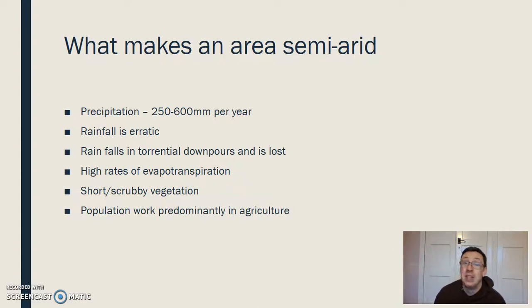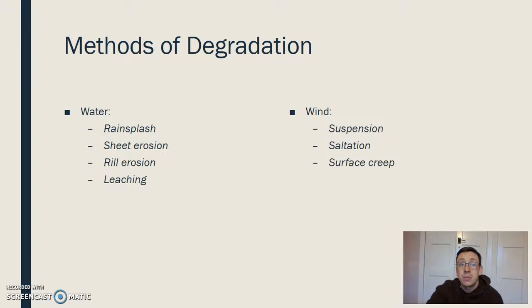The rainfall pattern in these regions tends to be extremely erratic, and a lot of the time when it does fall, it comes as torrential downpours, and the water goes more or less immediately to surface runoff, and the vast majority of it is lost. We've got very, very high rates of evapotranspiration. Any vegetation we have tends to be short, scrubby grasses and bushes and things like that, and the population that lives in these areas tends to work predominantly in agriculture.